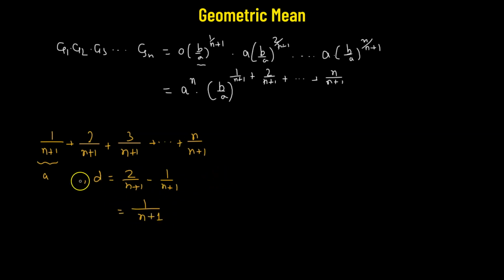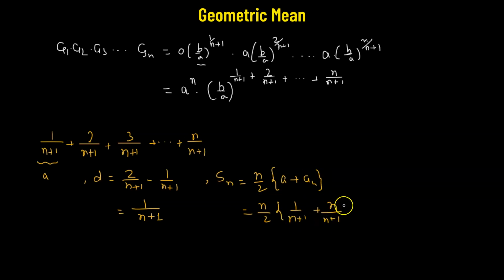Now that we have the first term and the common difference, the sum to n terms is given by n over 2 times the sum of the first term plus the last term. Here we have n terms, so that will be n over 2 multiplied by 1 over n plus 1 plus the last term, which is n over n plus 1. So this simply gives us n over 2. We can replace this value here.